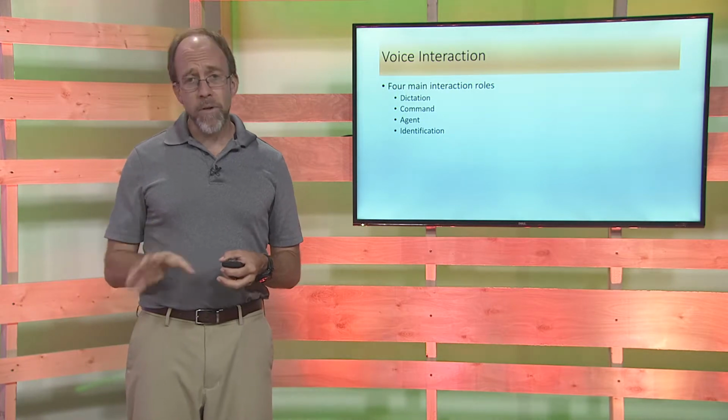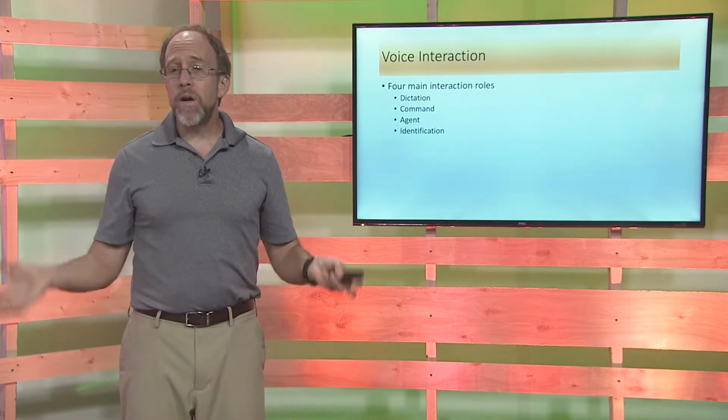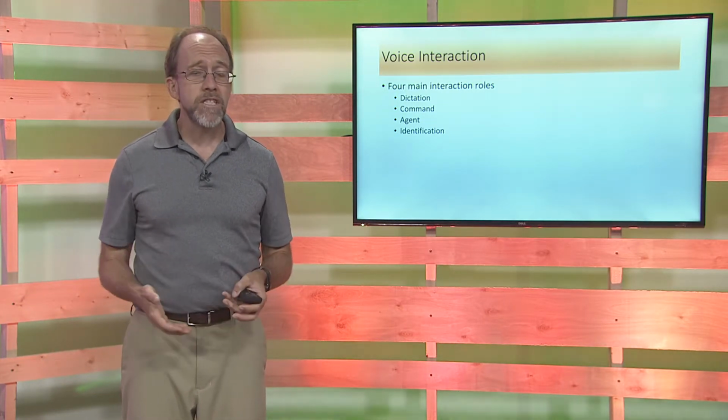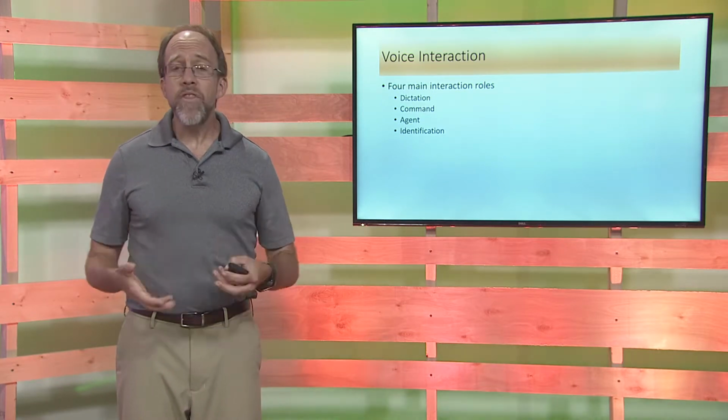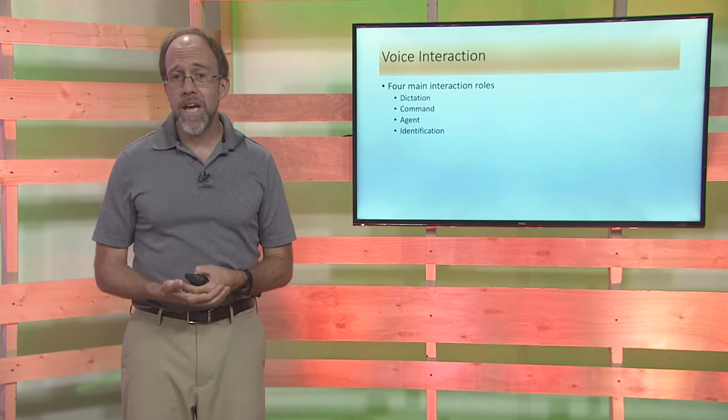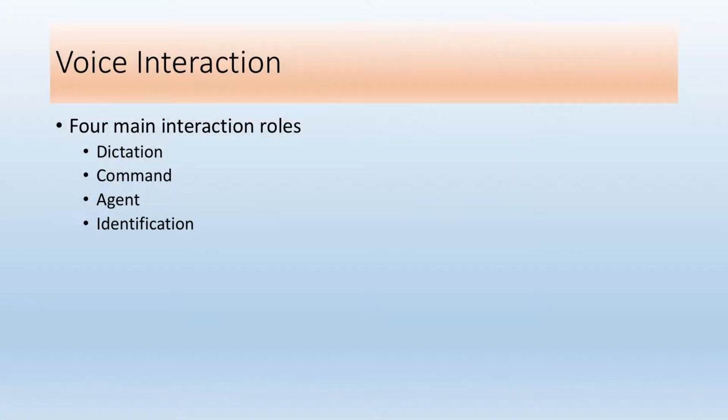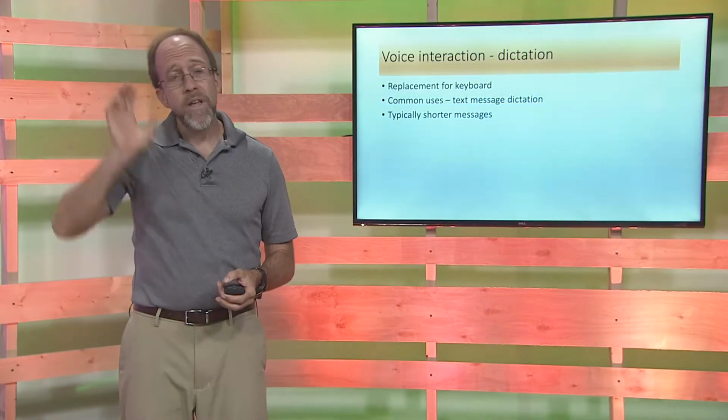Voice. Voice has been around. Great rules for how to do voice interactions, but with the mobile phones, because they always have a microphone on them, and the tablets, because they always have a microphone on them, you've got this ability to actually do really rich voice interaction and voice interfaces. So what we're going to look at is the actual primary interaction roles of dealing with voice: dictation, command, agent, and identification. So let's look at actually what those are.